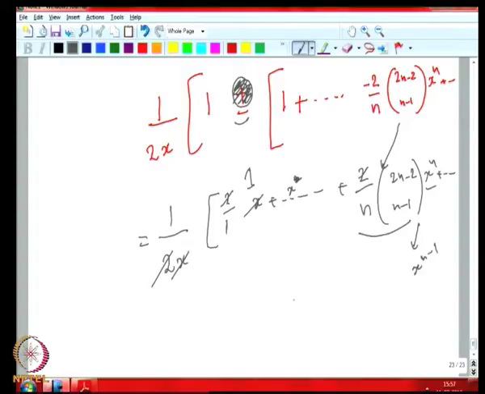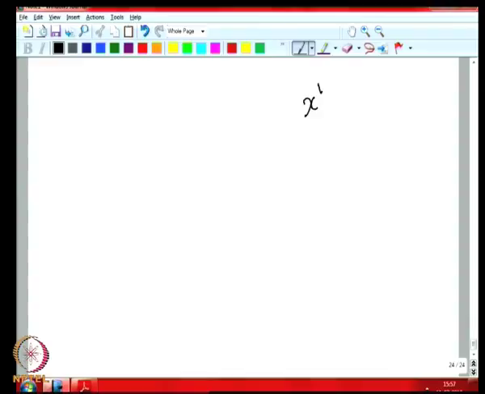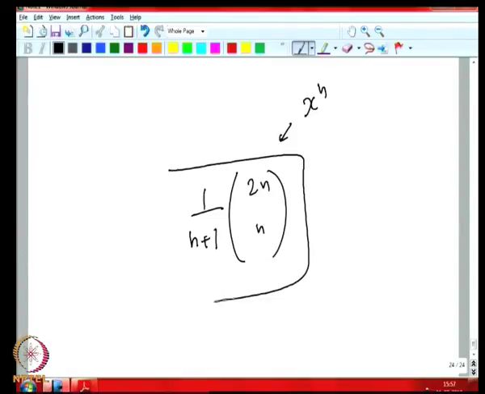So, this 1 by n into 2n minus 2 choose n minus 1 will come with x raised to n minus 1 rather than x raised to n, because this x cancelled off 1 x. So, it follows that the coefficient of x raised to n will be 1 by n plus 1, because for the next term we have to take 2n choose n, and this happens to be that b n. B n is the coefficient of x raised to n, right, and we will say that this is the nth Catalan number.